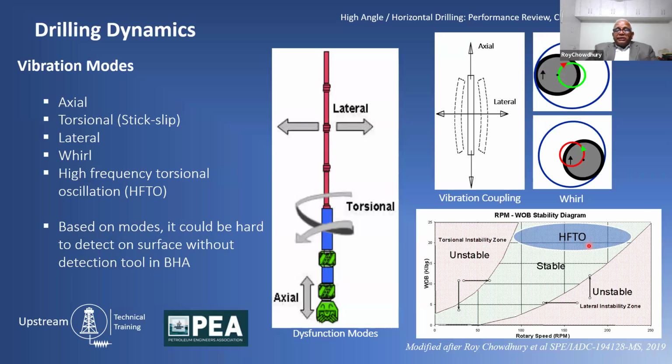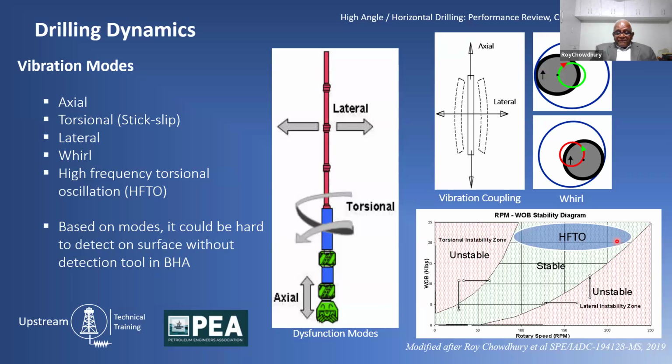At one time, this was called chatter. When we did not know much about it, we saw it and realized that this is one of those things that happens because the PDC bit is kind of going backwards and forwards. But later, when our ability to measure improved, we realized that this HFTO is very detrimental to the bottom hole assembly. And obviously now we have the measurement capability, and we measure it. We know a lot more about it now than we used to know 10 years ago.